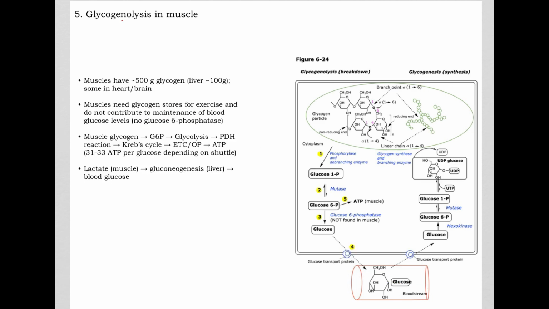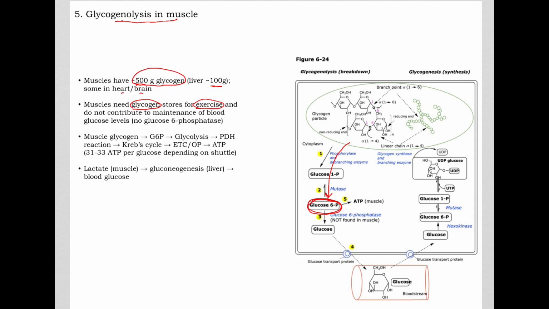A few words about glycogenolysis in muscles. Now, muscles have much more glycogen, about 500 grams, compared to a liver, which is only about 100 grams. There's a little bit of glycogen also found in other tissues, such as heart and brain. Muscles need their glycogen for their own purposes, especially during exercise. They will break down the glycogen to glucose 6-phosphate, very similar to what happens in the liver.